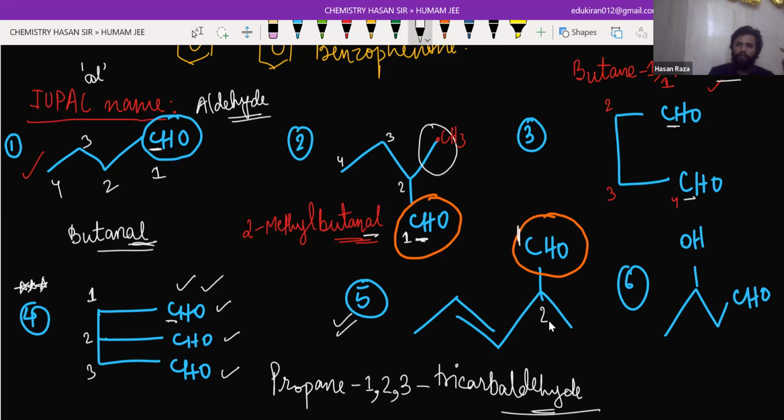So 1, 2, either you can move to the right or to the left. Which one will you choose, left or right? Tell me. Which one will you choose? Preference is to the double bond, right? Preference to the double bond means what? Are you comparing this double bond with the functional group, or are you just asking me about counting the number of carbons in the parent chain?